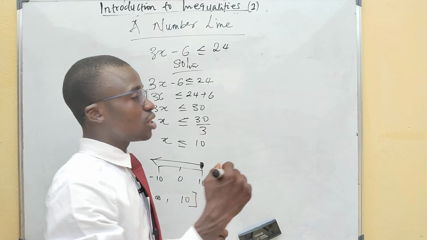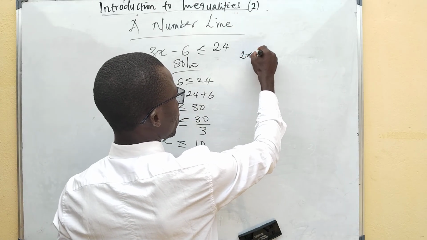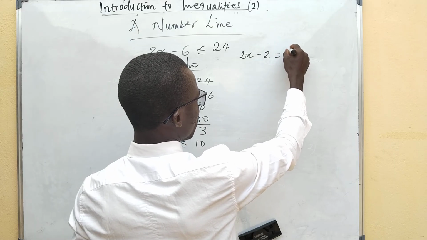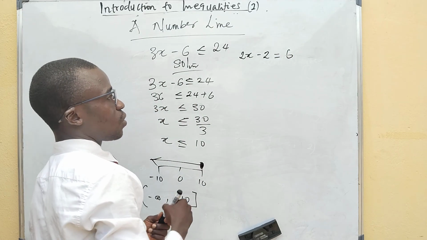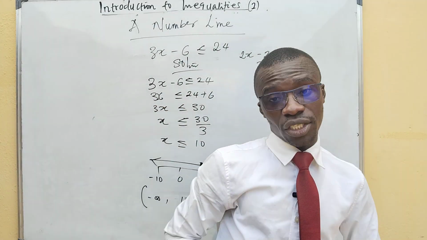So now can you do this for me and drop your answer in the comment section? 2x minus 2 is equal to, let me say, 6. You can solve this and leave your answer in the comment section.